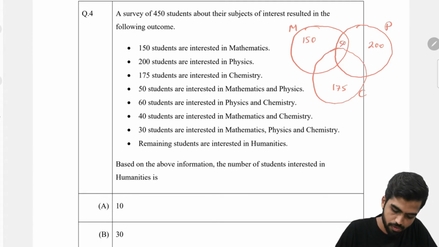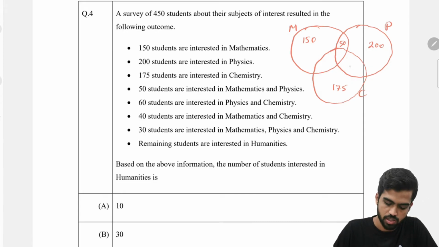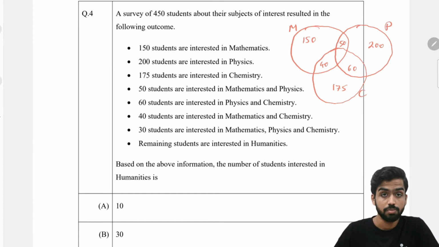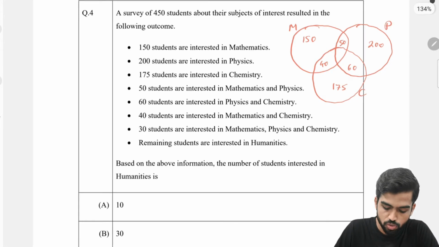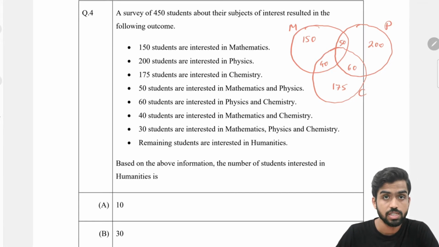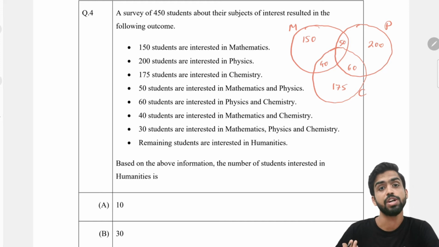So this will be 50, and 60 students are interested in physics plus chemistry, 40 students are interested in maths plus chemistry, but there are 30 students who are interested in all of the three. Now if we focus on maths and physics, 50 students were there who are interested in physics and chemistry. Now 30 students are there who are also interested in chemistry.